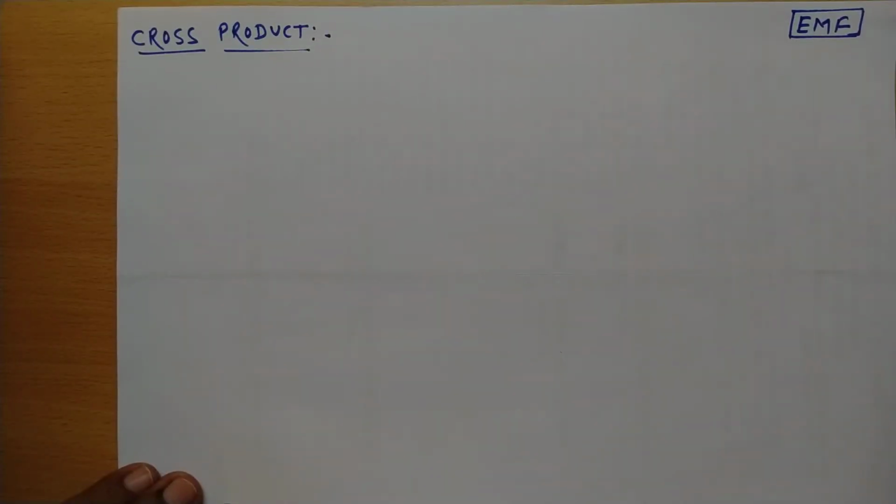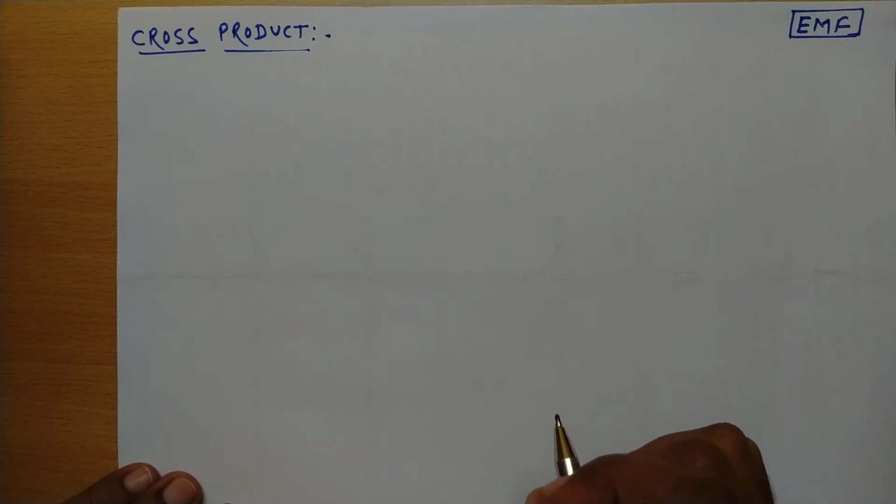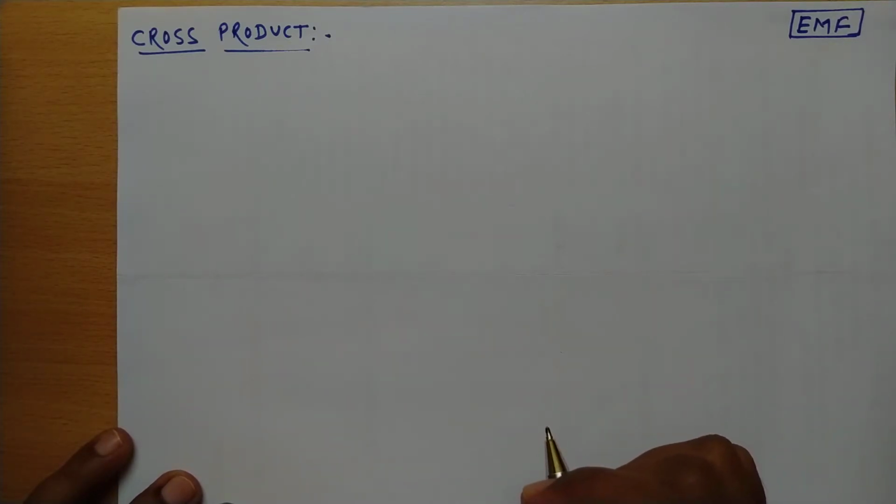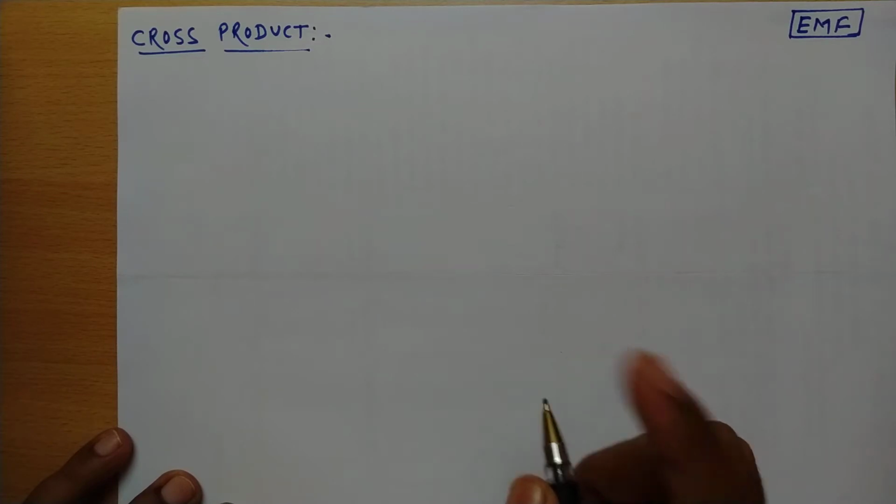Hello everyone. Our next topic is the cross product in the EMF subject. In the previous video we discussed the dot product, or we can say the scalar product. Today we are going to look at the cross product, or we can say the vector product.